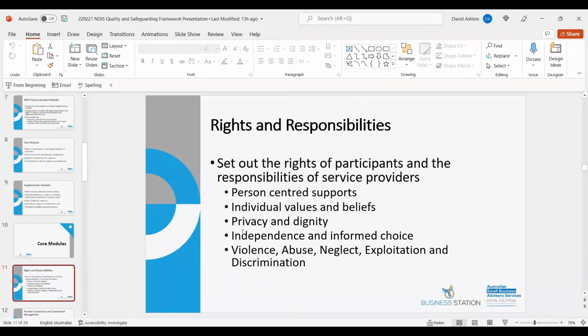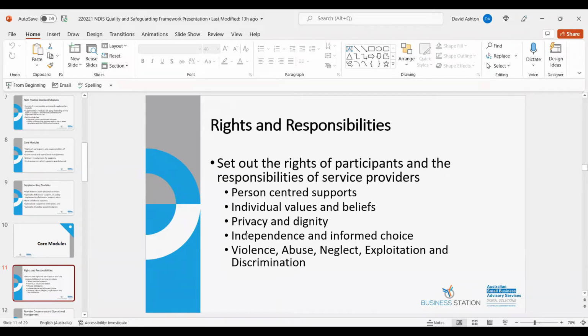So the first one is around rights and responsibilities. This sets out the rights of participants and the responsibilities of service providers. So as a participant, they have a right to receive a range of things. The first one is person-centered support. What this is saying is each participant accesses support that promotes, upholds and respects their legal and human rights and is enabled to exercise informed choice and control.